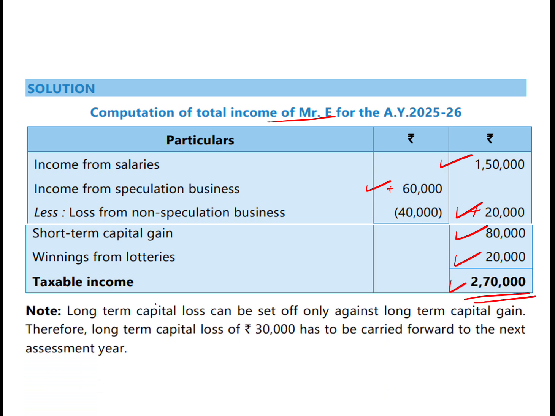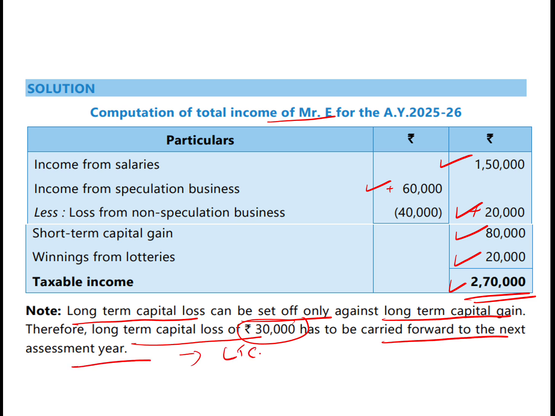And there is a note here: long-term capital loss can be set off only against long-term capital gain. Therefore, long-term capital loss of 30,000 has to be carried forward to next year till we set it off against long-term capital gain. With this, we have completed problem number 3 and 4 of set off and carry forward of losses.